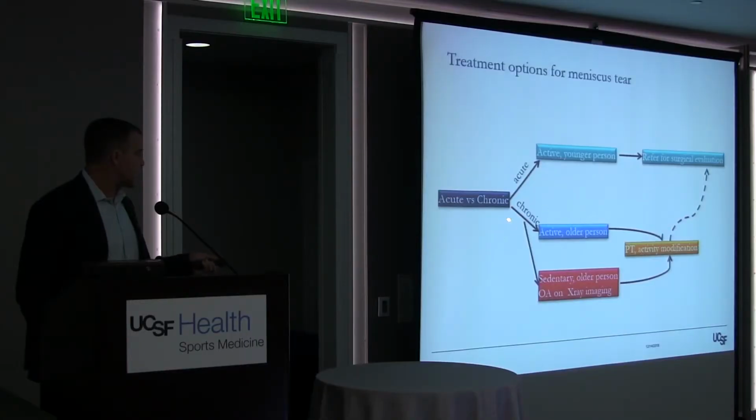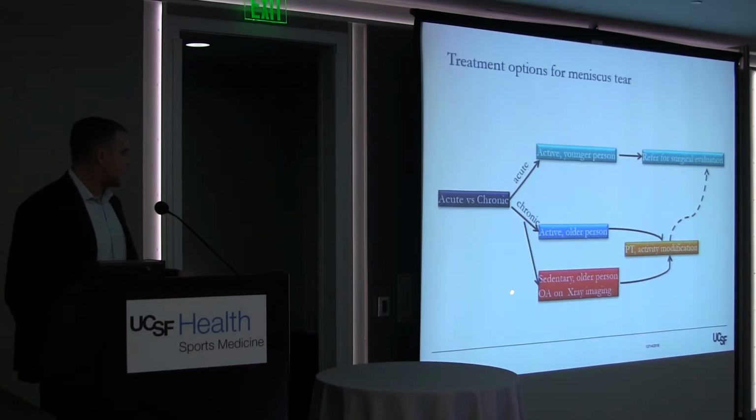However, most patients that come in tend to have chronic injuries that have been going on for a while. If they're an active older person, I'll usually say, well, most studies, which we'll go into in a minute, show you tend to get better with non-operative management. Let's try PT for 6-8 weeks and see how it goes. If not, let's get an MRI.